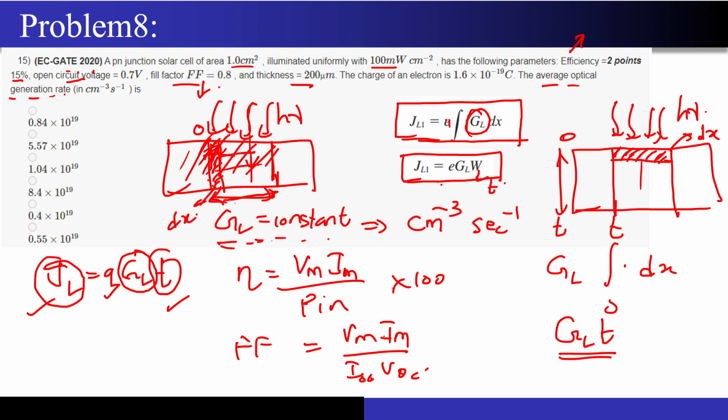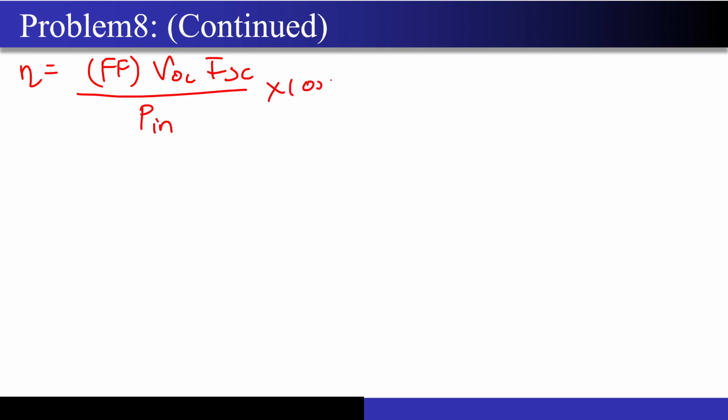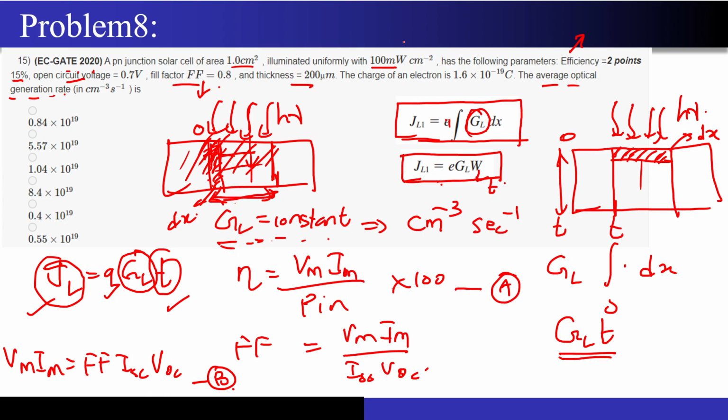Now what if I do this? This Vm into Im, I don't have to do anything with it. I will just write Vm into Im as FF, that is the fill factor, into ISC into VOC. Let me write it as equation number A, and let me write this as equation number B. I will substitute the value of Vm into Im, which I will get from equation B, into equation number A. So my eta will be the fill factor into VOC into ISC, divided by Pin into 100. Now let me check whether everything has been given to me. The fill factor is known to me. The fill factor is given. You can see the Pin value.